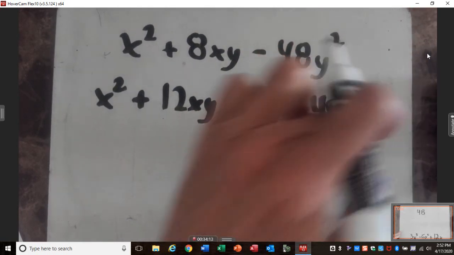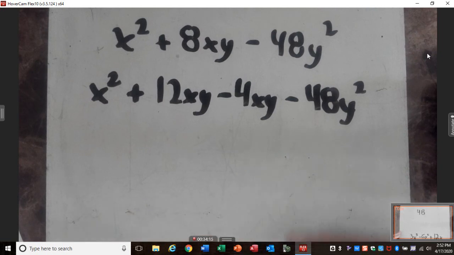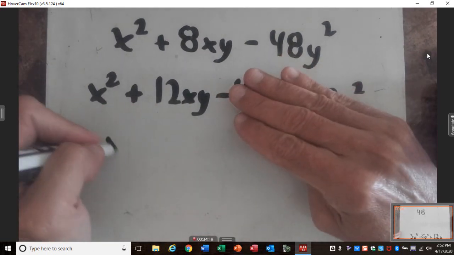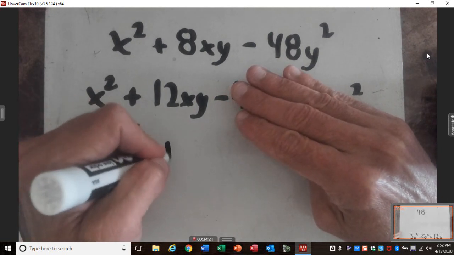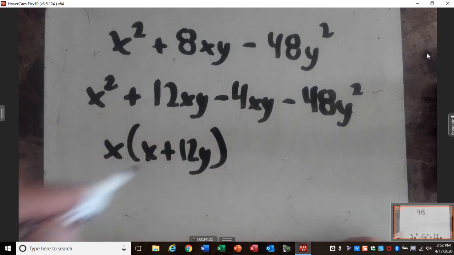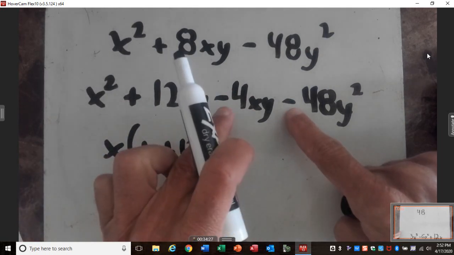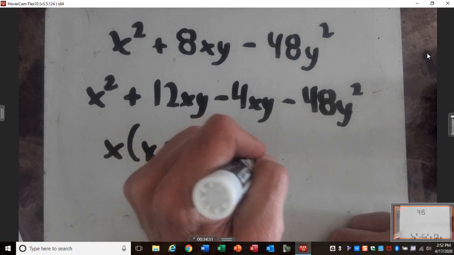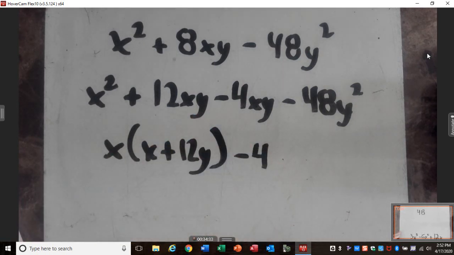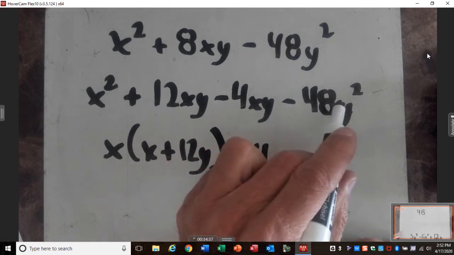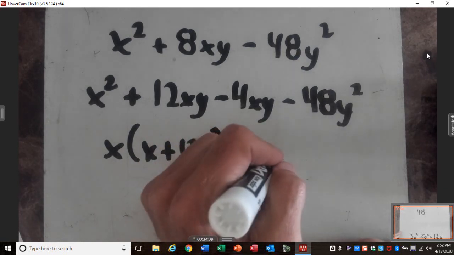Now, this one's a little bit of a toughie, but we can do it. Okay, what's common here? I think it's an x, right? So we're going to go x, and then we'll go x plus 12y. Don't forget the y. Okay? Now, these are both negative here. So we're going to pull out a 4. But we better make that 4 negative. Okay? And then we're going to pull out a y. See, there's no x here. There's a y here. So y.